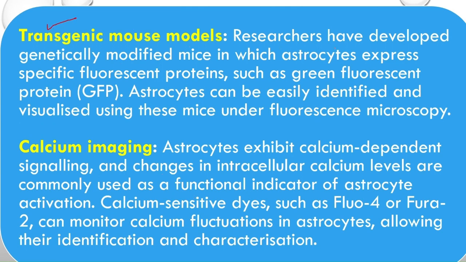Researchers have developed a new technique nowadays, genetically modified mice, in which astrocytes express a specific fluorescent protein, such as green fluorescent protein, GFP. Astrocytes can be easily identified and visualized in these mice under fluorescence microscopy. This is very important for microscopy. For example, we can use confocal microscopy.